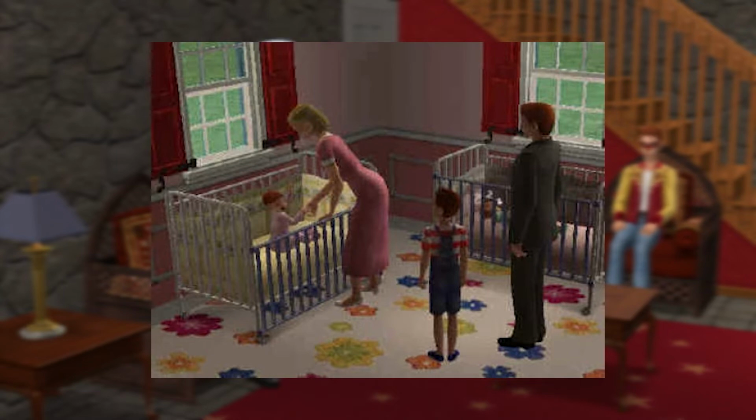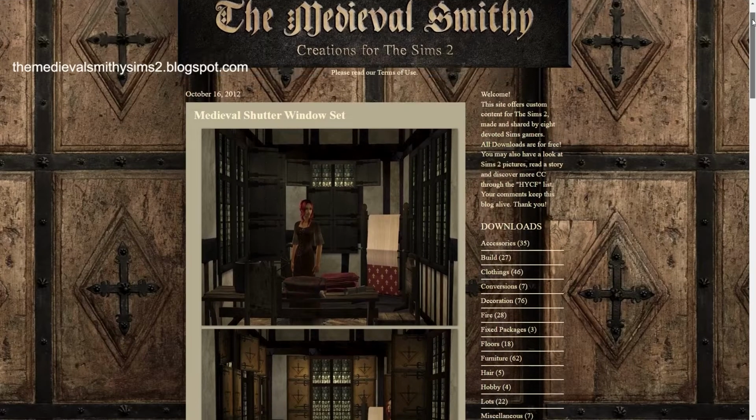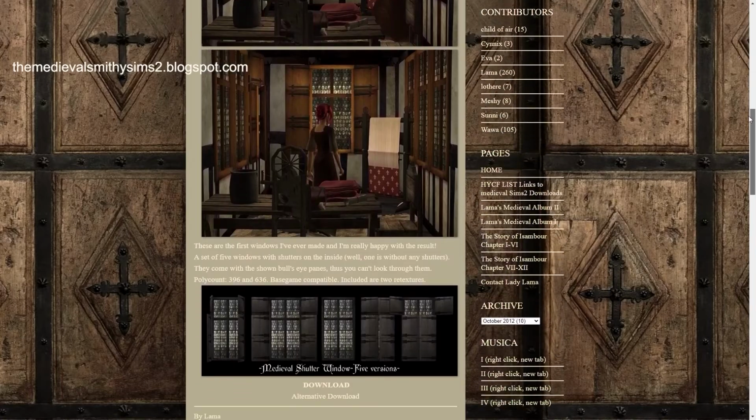By the way, if you ever wondered why the windows in that picture are facing the wrong way, I think it's actually a reference to the medieval windows that had shutters on the inside. I learned that was a thing after I saw this window set by Lama at the medieval smithy. So yeah, that's a very nice touch.